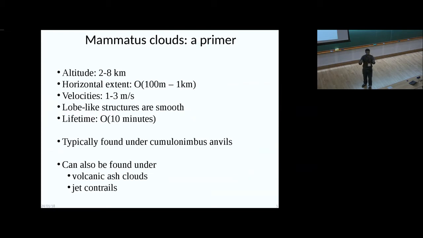Most interestingly, in spite of clouds usually being turbulent, the underside of these lobes themselves is smooth, and presumably the flow around them is laminar. Okay, that's important. Typically found under cumulonimbus anvils, as I was telling you. Also, sorry, Shamruddhi, I didn't wait. Also, they can be found under volcanic ash clouds and jet contrails.